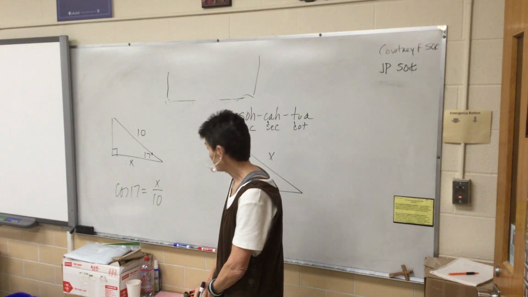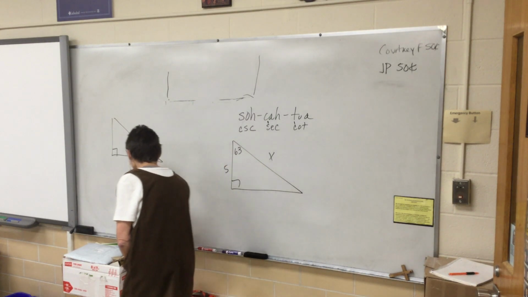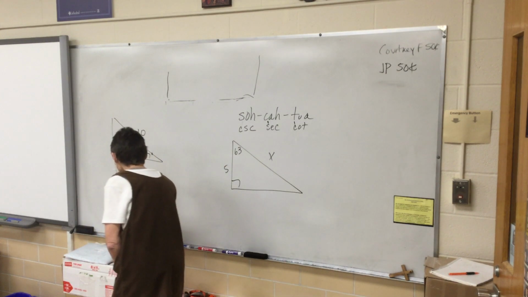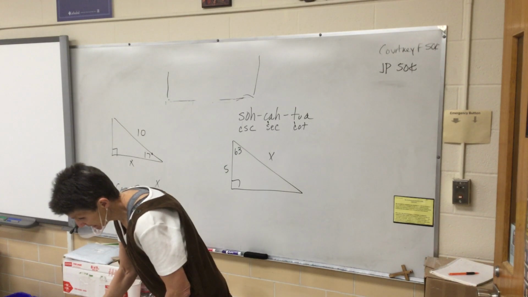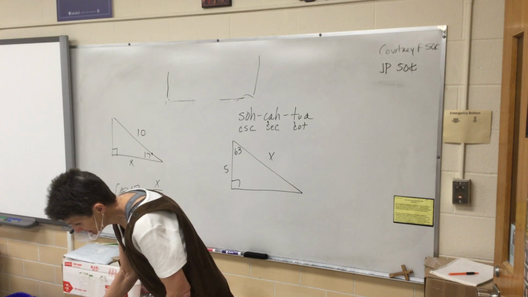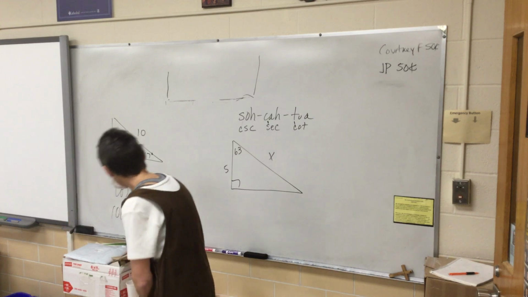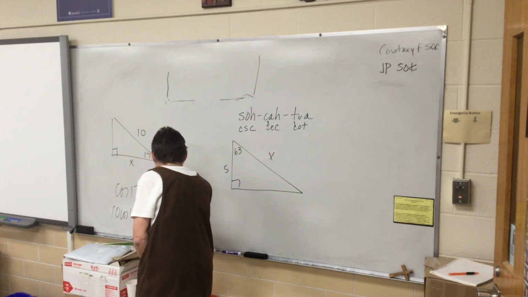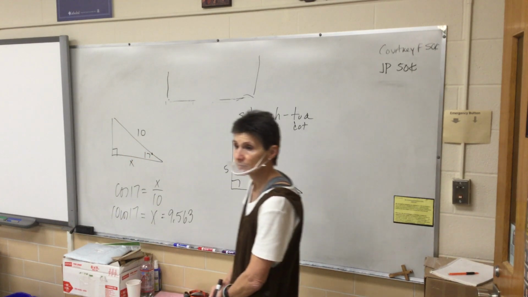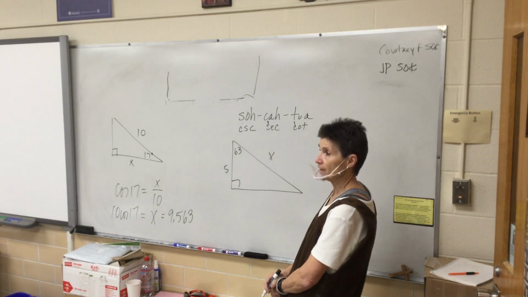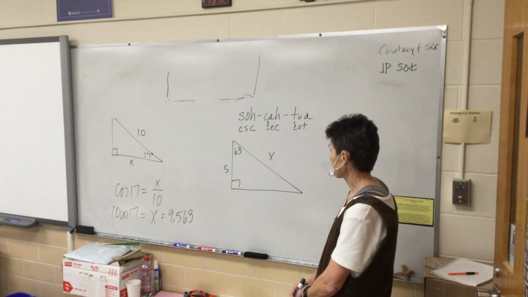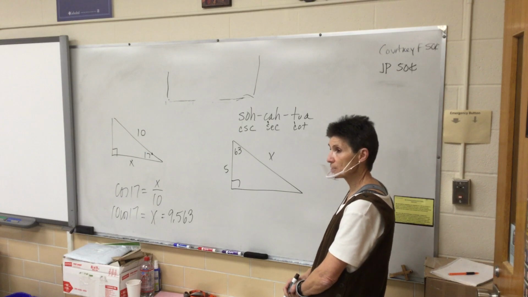Have you solved that? Yep. You multiplied by 10 and then typed it in on your calculator. 10 cosine 17. Did you get 9.563? Yeah. Perfect. You said what? 9.563.